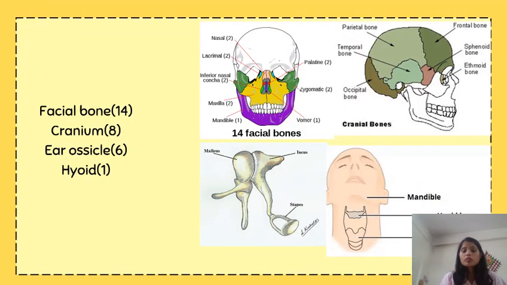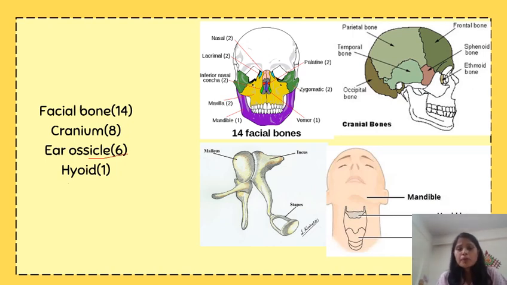और वो bones कौन कौन से होते हैं? That is facial bones, cranium, ear ossicles and hyoid. Facial bones have a total of 14 bones, cranium has 8 bones, ear ossicles have 6 bones and hyoid has only 1 bone. Now look at this picture.